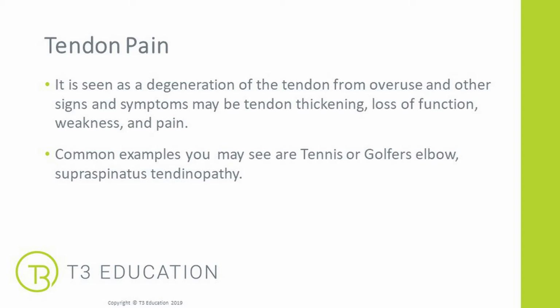And other signs and symptoms that you may see may be a tendon thickening, which is really obvious in tendons such as the Achilles tendon especially. But there may be a loss of function, weakness, and pain. And those common examples you may see in clinic are tennis or golfer's elbow, supraspinatus tendinopathy, Achilles tendinopathy, where there may be a change in the tendon structure, loss of function, weakness, and pain, but no tear.